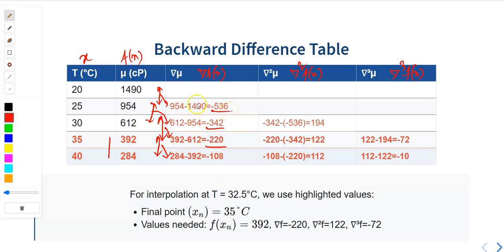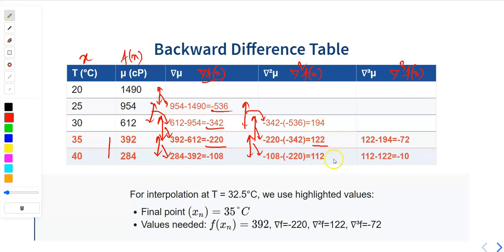Now from this data we will calculate again in the backward direction. From this data and this data we get this data: minus 108 minus of minus 220, that is 112. Then minus 220 minus 342, that is 122. Then minus 342 minus of minus 536, that is 194.